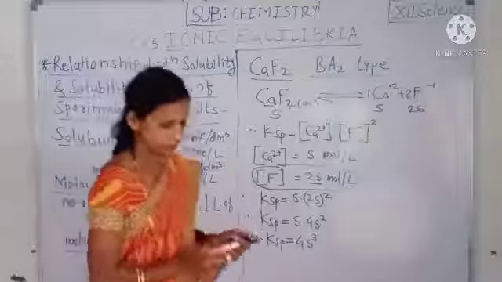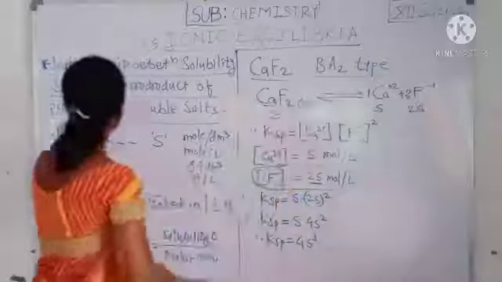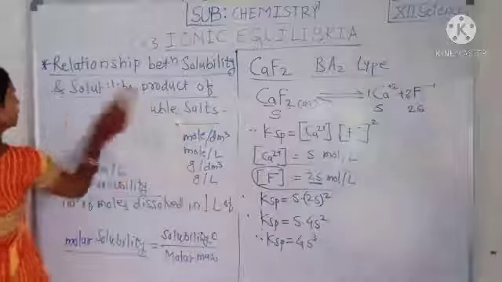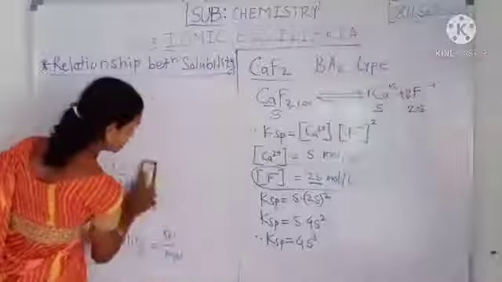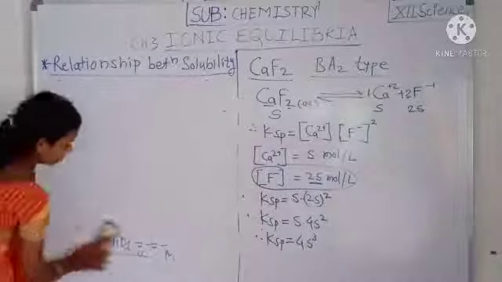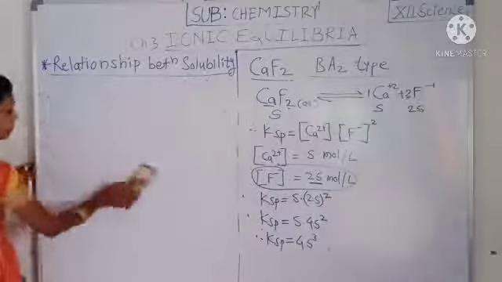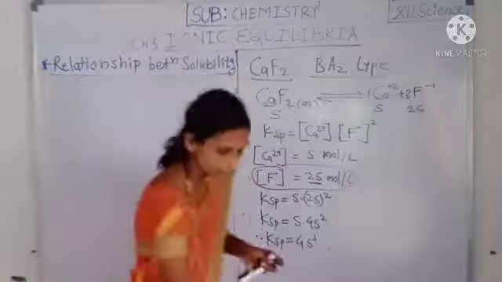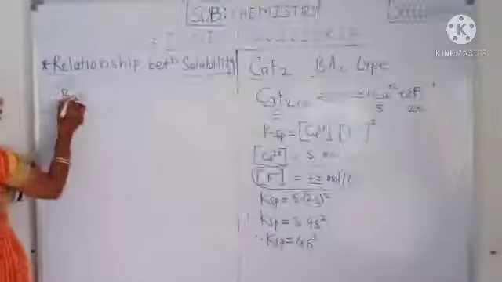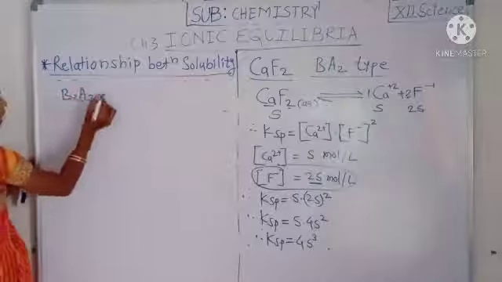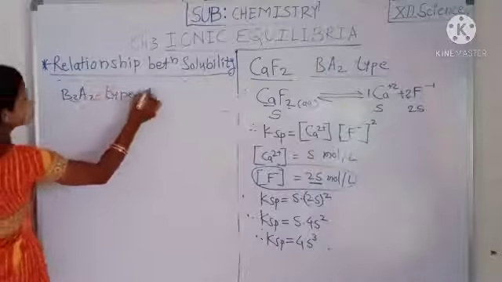Then we have to write the relationship between solubility product and solubility of different types of salts, that is of B3A2 type salts.